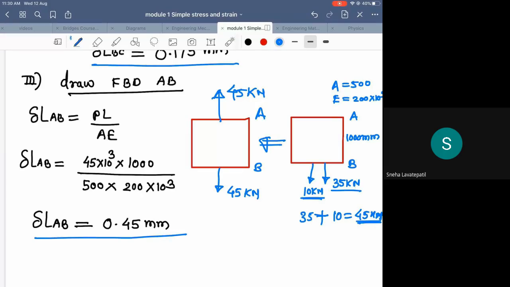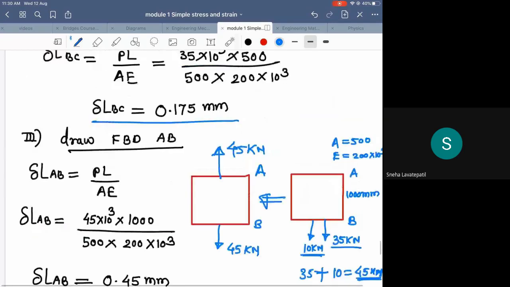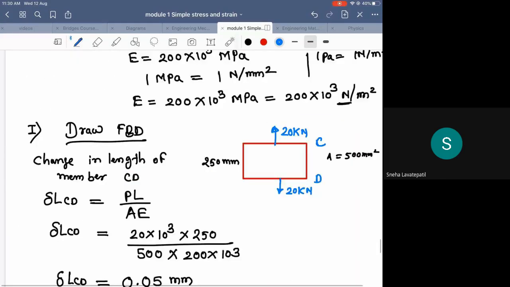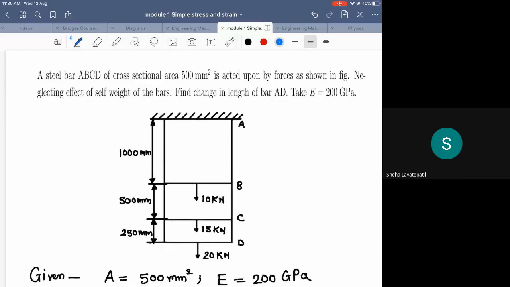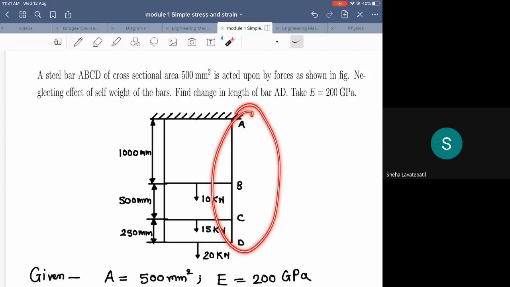Okay. So what we have completed earlier, if I start from first, in the problem we have calculated change in length for each member. Change in length for member AB, for member BC, and for member CD we have calculated. But we are interested in change in length of total member AD. Find the change in length of the bar AD.